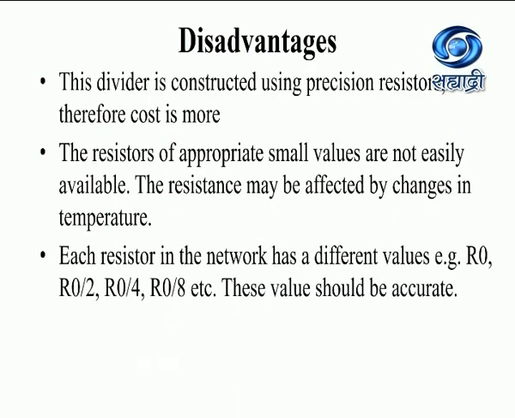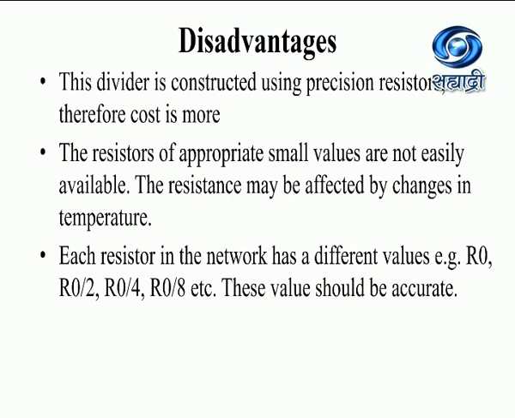So the disadvantage of this type of DAC is that this divider is constructed using precision resistors. Therefore the cost is more, and resistances of the appropriate small values are not easily available, and the resistance may be affected by changes in temperature, because for a 4-bit resistor network we require R1 equal to R0 by 2, R2 equal to R0 by 4.